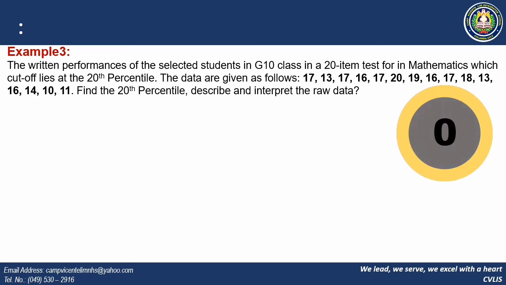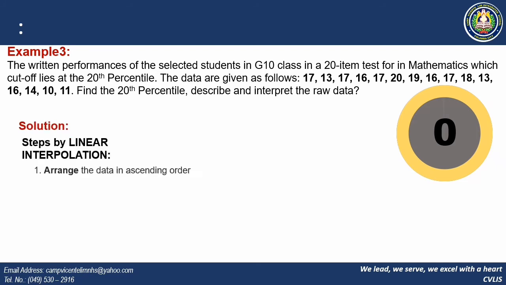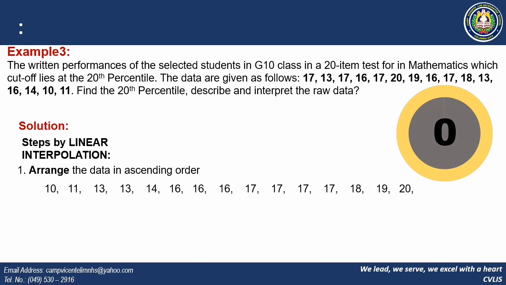Okay, so let me show you the answers. For step 1, arrange the data in ascending order. So we have 10, 11, 13, 13, 14, 16, 16, 16, 17, 17, 17, 17, 18, 19, and 20.